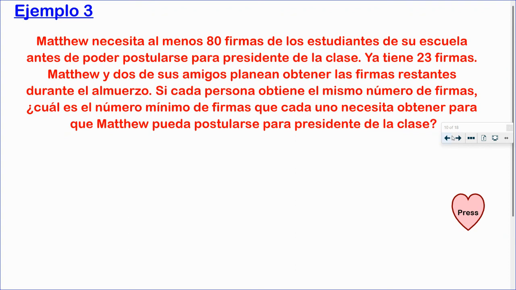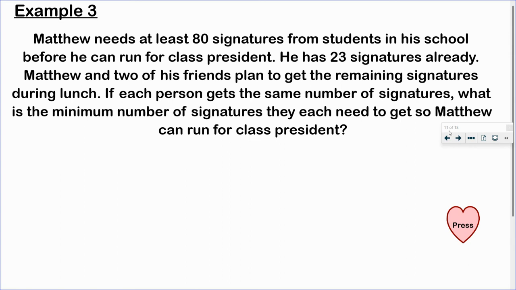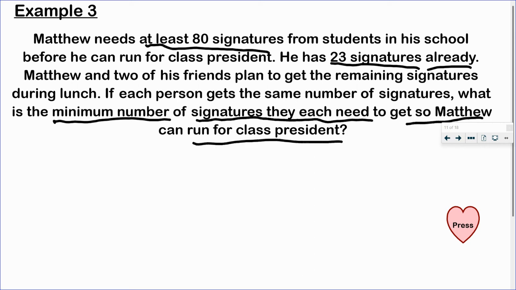And here's another example, number 3, but it's in Espanol, so I better put it in English for my viewers as well. So Matt needs at least, that's a good word, at least 80 signatures from the students in his school before he can run for class president. He has 23 signatures already. Matthew and 2 of his friends get the remaining signatures during lunch. If each person gets the same number of signatures, what's the minimum number of signatures they each need to get so Matthew can get to run for class president?